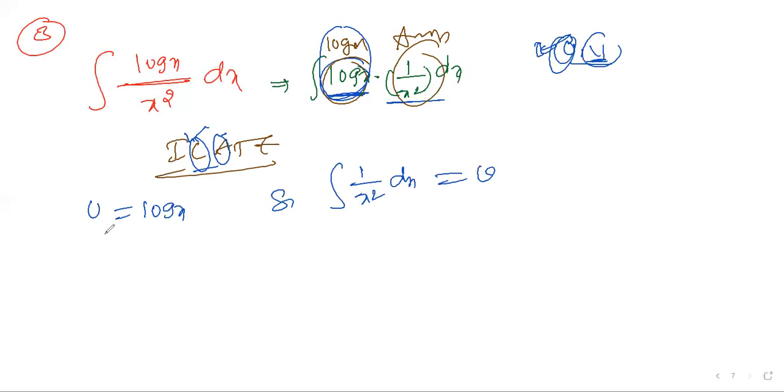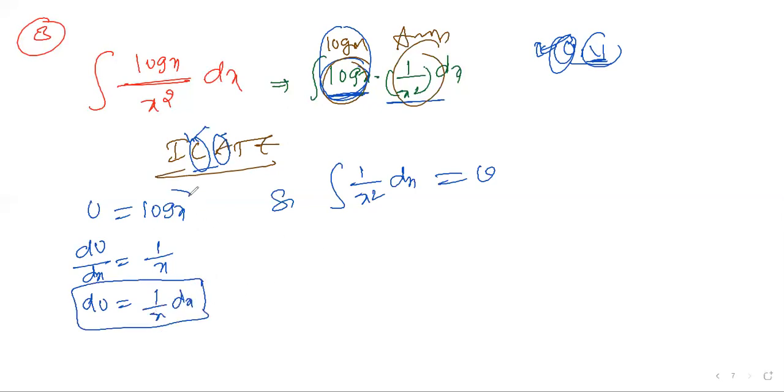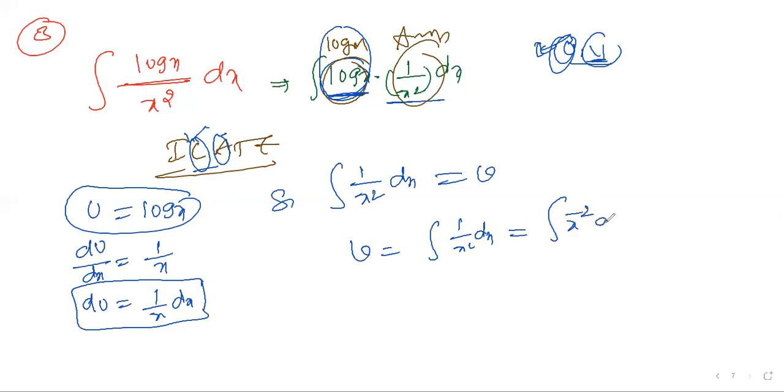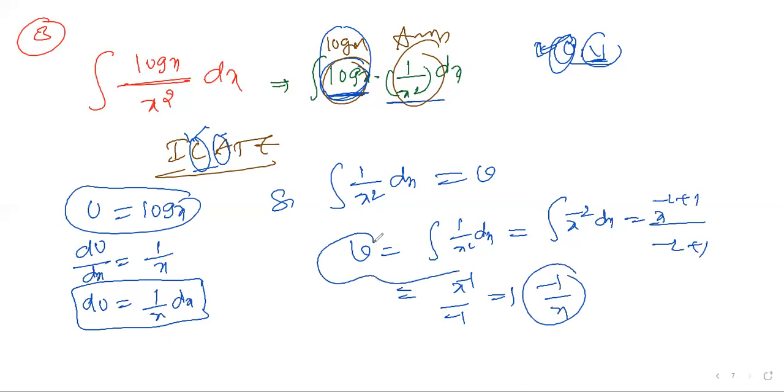Now, do you require du by dx? So differentiation of log x is 1 by x. So du is equal to 1 by x dx. Next, I require v also. v is equal to integration of 1 by x square dx. What is the answer? How to do it? So x square goes on top as x power minus 2 dx. So x power n plus 1 by n plus 1. What is the answer here? x power minus 1 by minus 1, so minus 1 by x. So v is minus 1 by x.